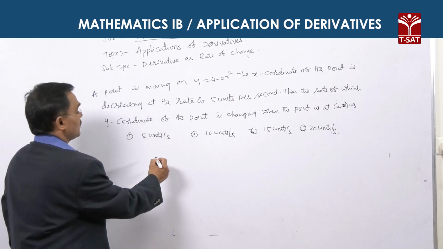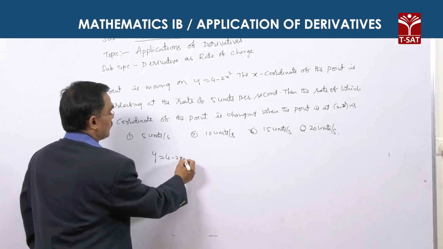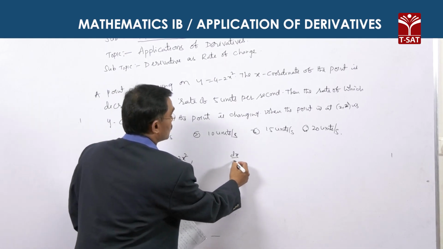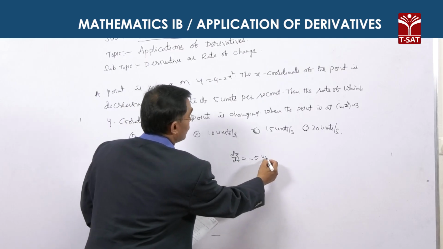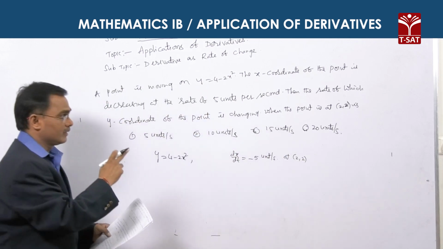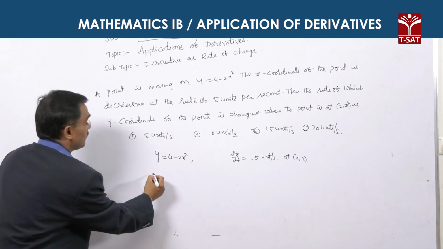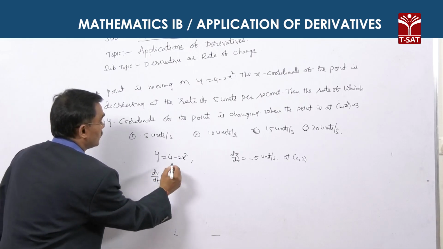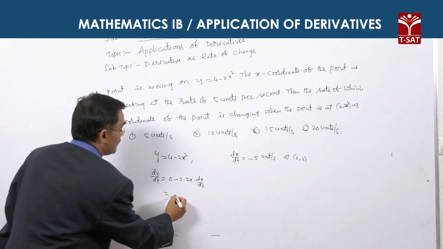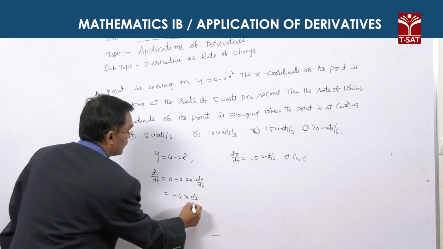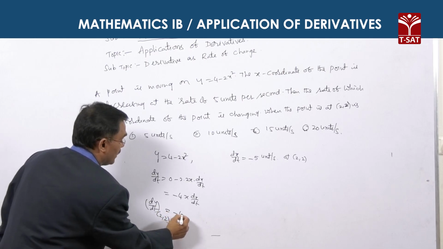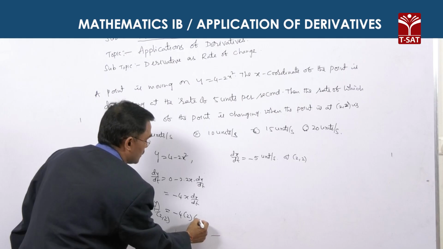So what is the curve equation here? The curve equation is y = 4 - 2x². Then the change of the x coordinate, dx/dt, is given as -5 units per second at the point. Then we find the change of the y coordinate. So dy/dt is equal to 0, since this is a constant, minus 2 into 2x into dx/dt. This value is minus 4x into dx/dt. At the point, the change of the y coordinate is minus 4 into 2 into dx/dt, which is minus 5.